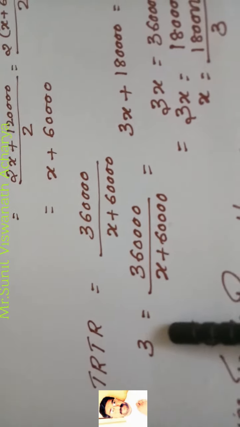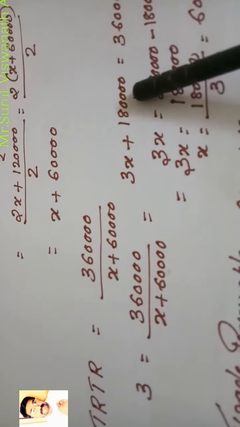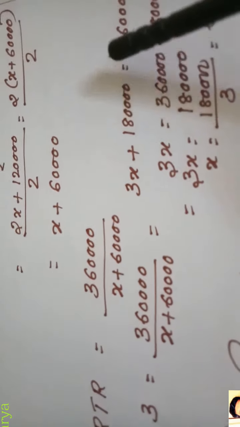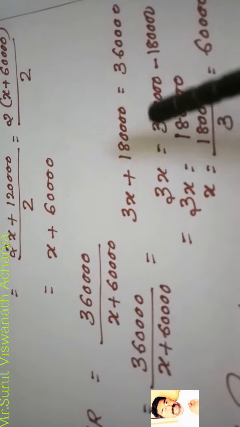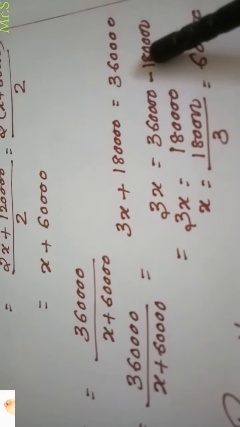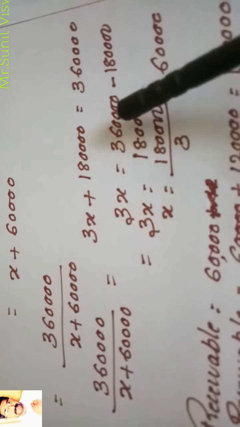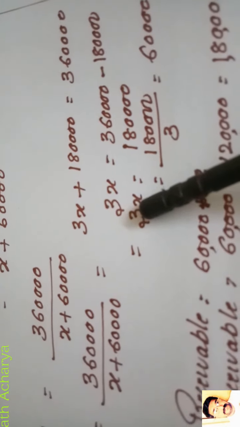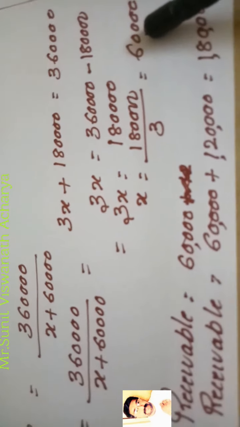When you cross multiply this, we will get 3 into X plus 60,000. That will become 3X plus 1,80,000. So 3 into X is 3X, 3 into 60,000 is 1,80,000, is equal to what is remaining here, 3,60,000. So 3X is equal to, this 1,80,000 we can bring to the opposite side, so we will minus. 3X is equal to 3,60,000 minus 1,80,000, we will get 1,80,000. So X is equal to, here 3 is multiplied, so on the opposite side we have to divide. X is equal to 1,80,000 divided by 3, we will get 60,000.